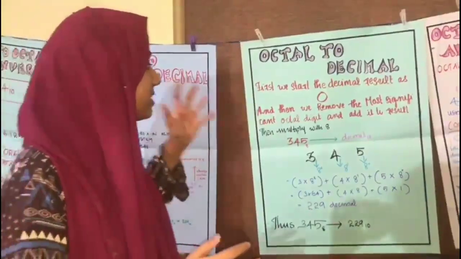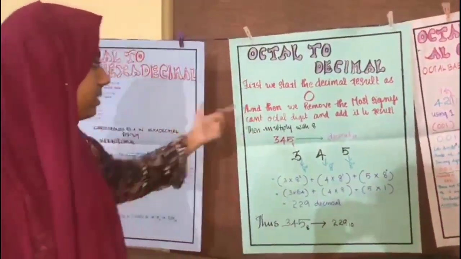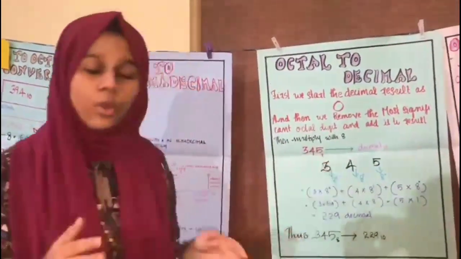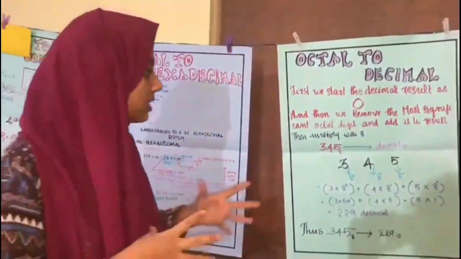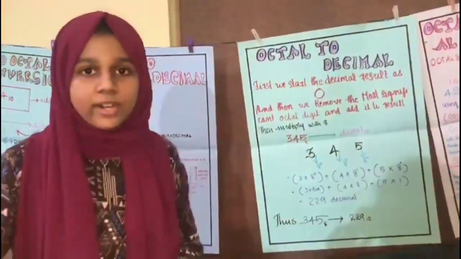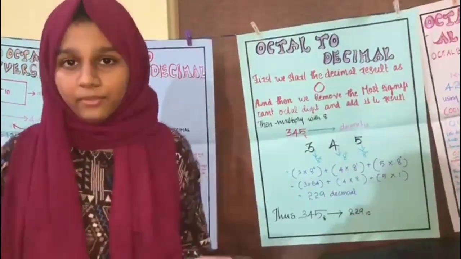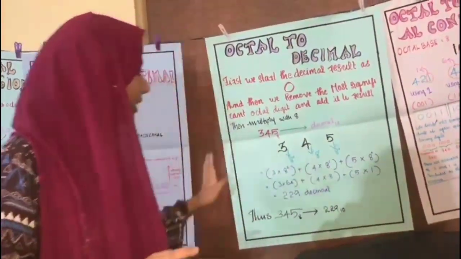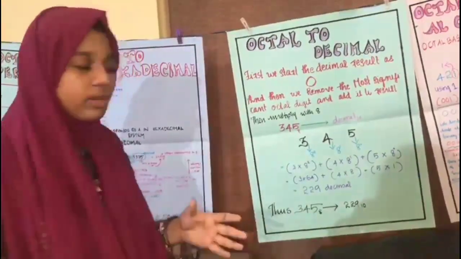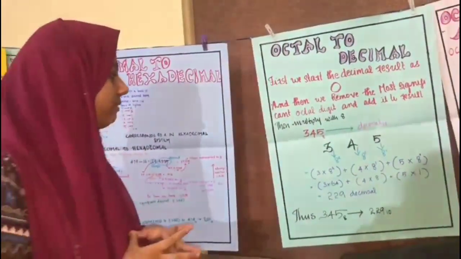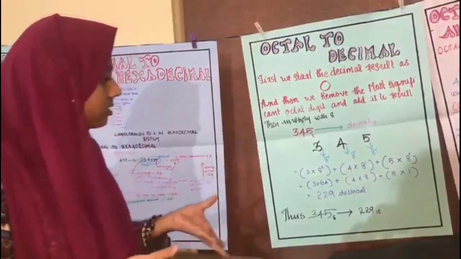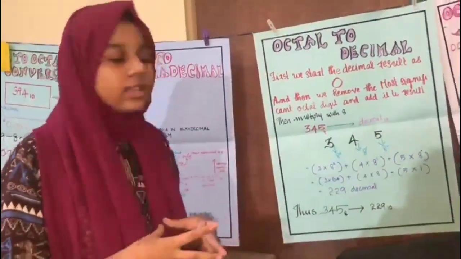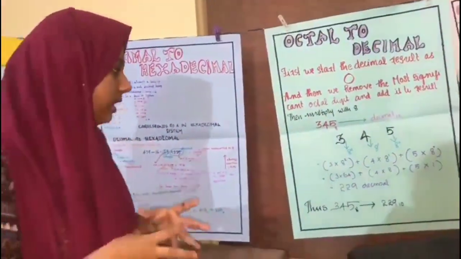Now let's check. I take an example, 345. Its base number is 8, so of course it is an octal number. It's actually different from what we learned before. We multiply by powers of 8, and we will get the answer 229. So 345 in octal is 229 in decimal.